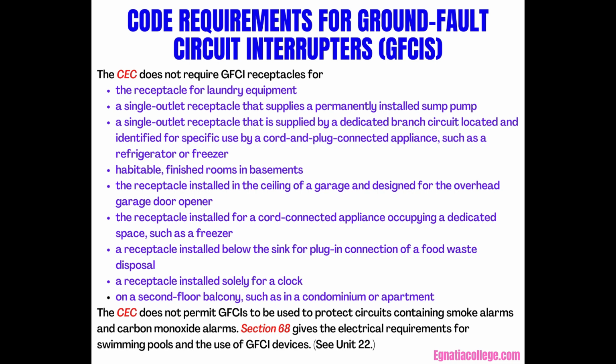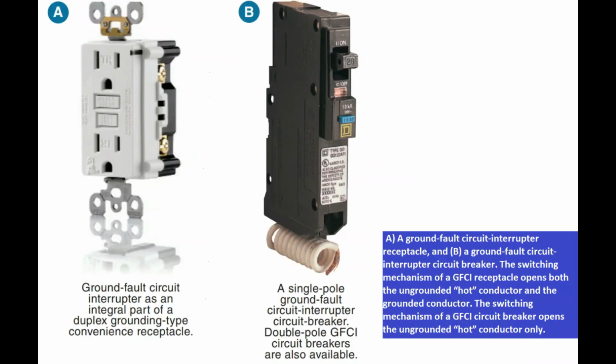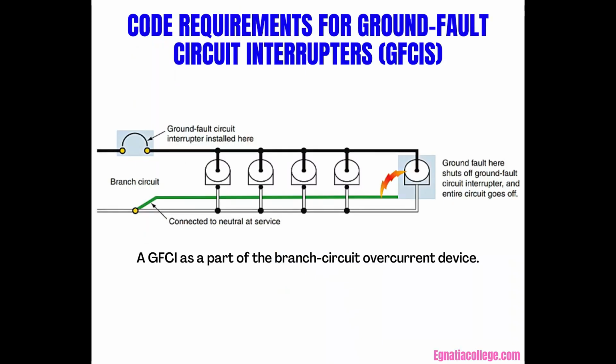See Unit 22. The CEC requirements for ground fault circuit protection can be met in several ways. The two most common types of GFCI protection are in the form of receptacles and circuit breakers. The circuit breakers are available in either single-pole configuration for 120-volt applications or double-pole configurations for 240-volt or 120/240-volt applications. This figure illustrates a Class A GFCI circuit breaker installed on a circuit.